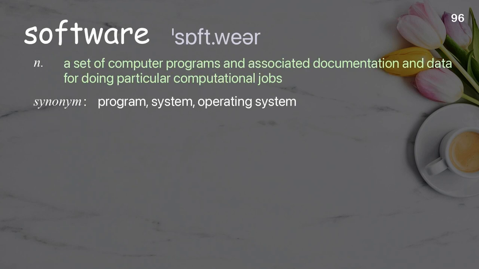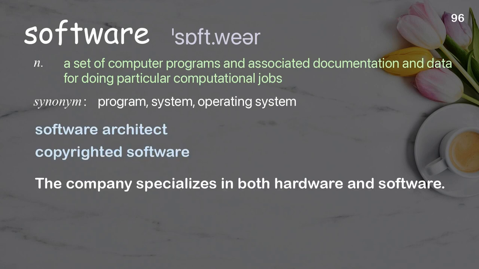Software: a set of computer programs and associated documentation and data for doing particular computational jobs. Examples: software architect, copyrighted software. The company specializes in both hardware and software.